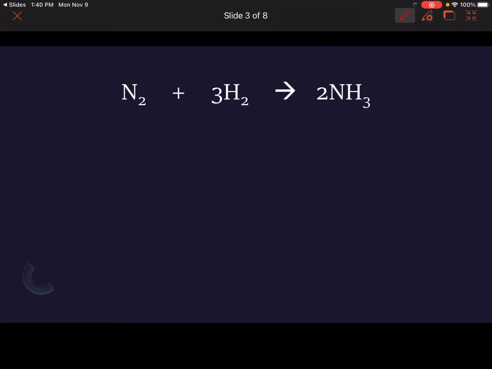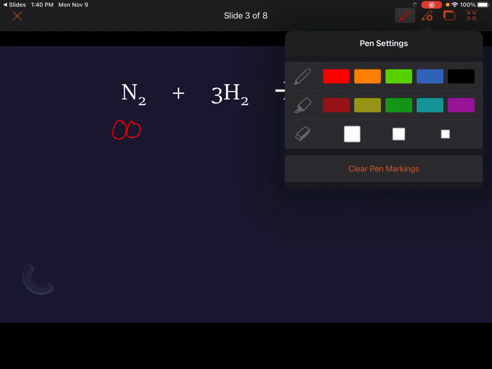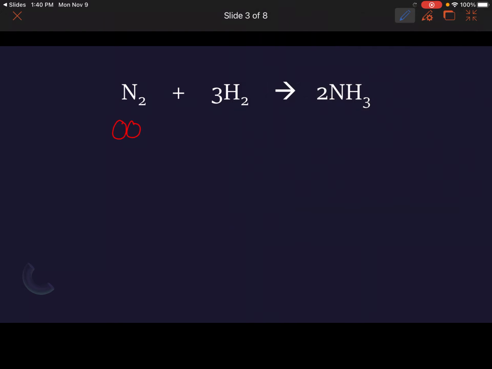Now, we're going to take a look at this reaction here and just sort of go through some vocabulary here. I'm just going to draw these out so we can sort of clearly see it here. So if we have N2, and then let's use blue here, and then we've got 3 of H2, so this would be 2 hydrogen.